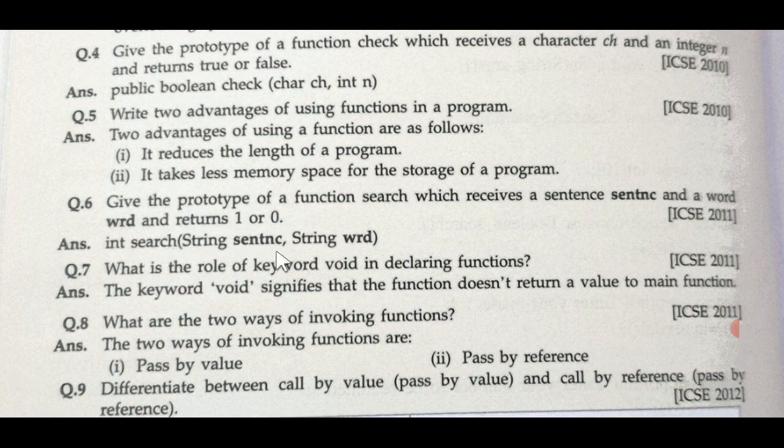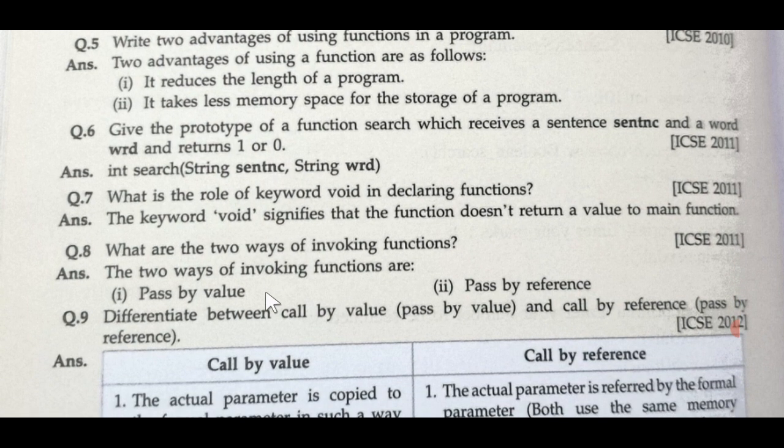In the parenthesis, students, string comma string. So two arguments are there. One is of a string type, the other is also of a string type. The name is sentnc for the first one, and the second one is wrd. So we have written int search, that is a function returning an integer type value, and then a string sentnc is the name of the argument, and a string wrd, word. After that, a semicolon.